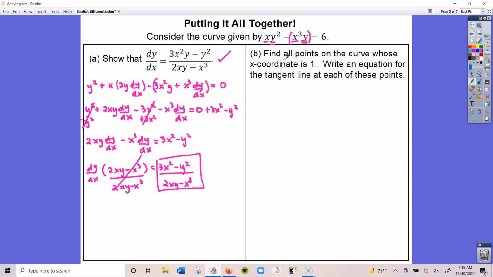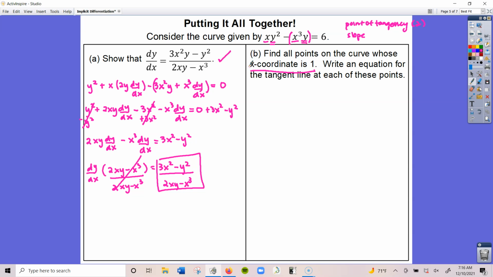For part B, it says find all points on the curve whose x-coordinate is 1. Write an equation for the tangent line at each of these points. So the first thing that we have to do whenever we're writing the equation of the tangent line is we're going to find our point of tangency. In this case, we may have 2. And then find the slope at each one.